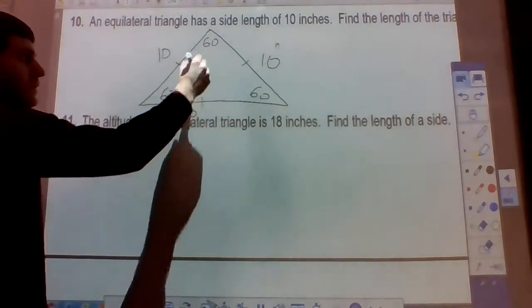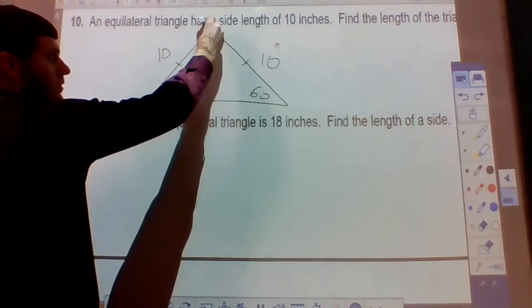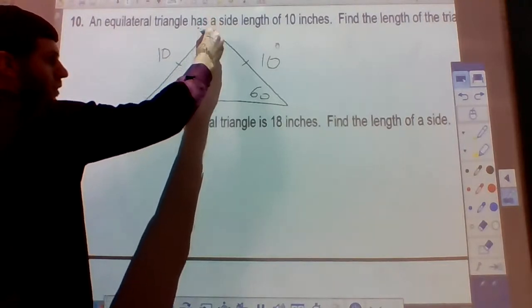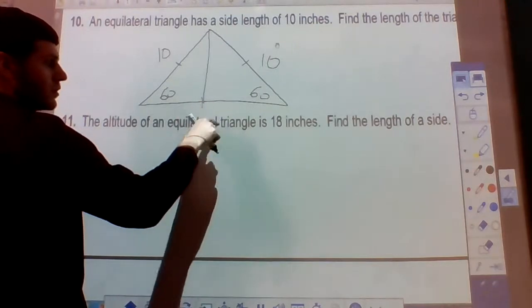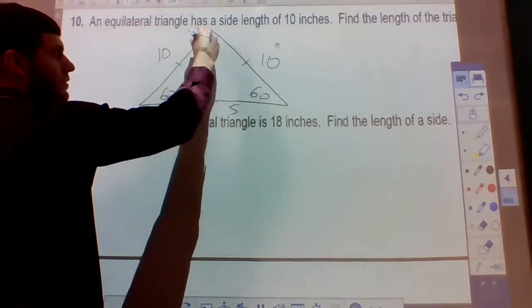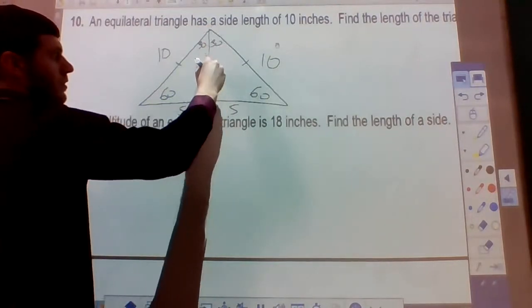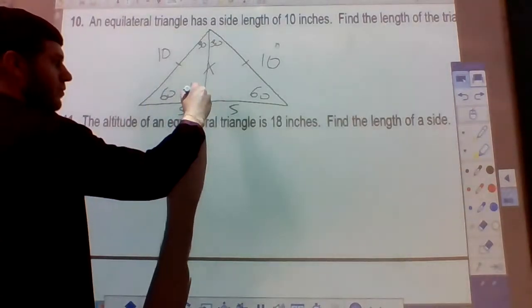But the altitude is basically the height. So we're going to take the top point and bring it straight down. And we're going to split the base in half into 5 and 5, and we split that 60-degree angle into 30 and 30. We're going to call the altitude x. That's what we're trying to find. So we'll have right angles here.